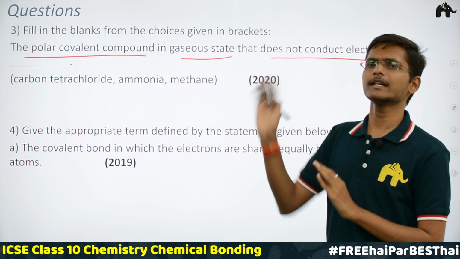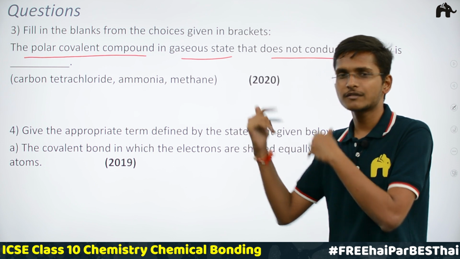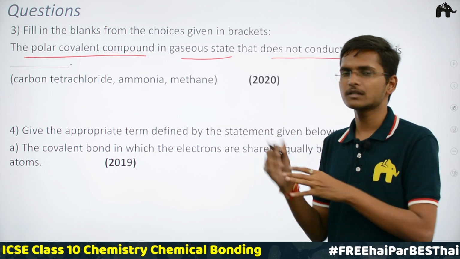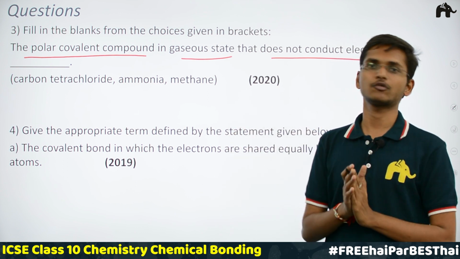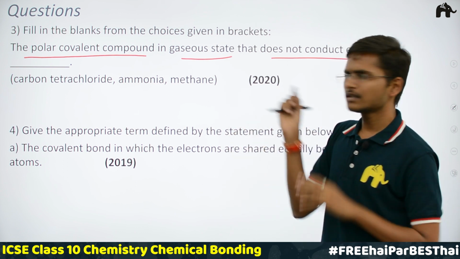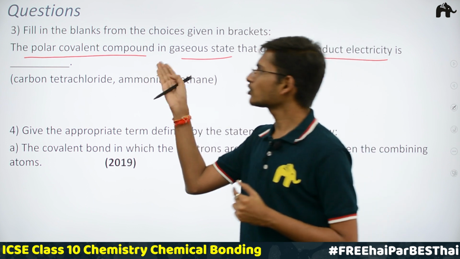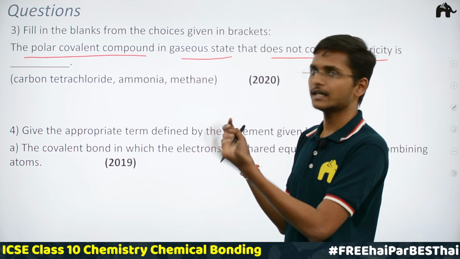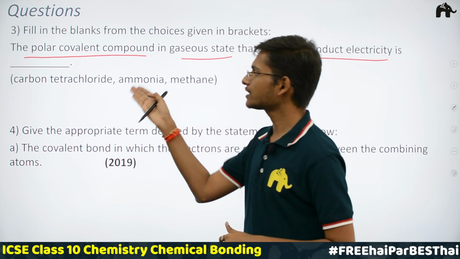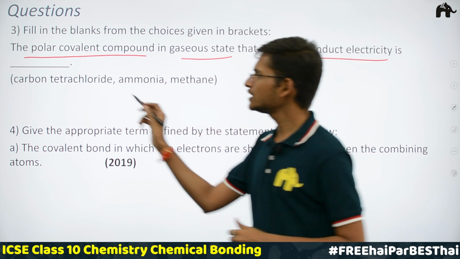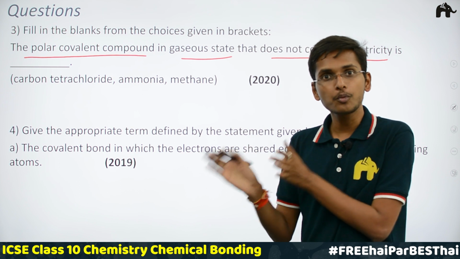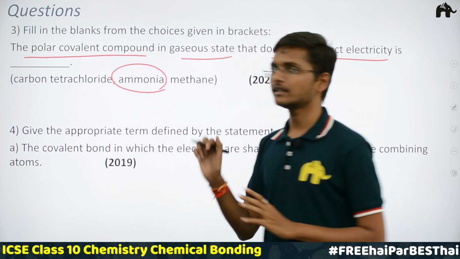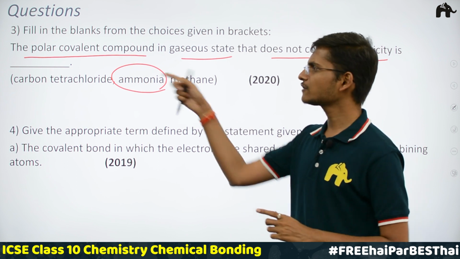The first two questions were very easy. If you would have paid attention and understood the concepts, then you would easily answer those questions. But this question is quite tricky. The polar covalent compound, first we have to find which is the polar covalent compound among these three, and there we get the answer itself. Carbon tetrachloride, methane and ammonia. CCl4 and methane, we know they are non-polar covalent compounds, right? Only ammonia here is a polar covalent compound. So the answer would be ammonia, right?